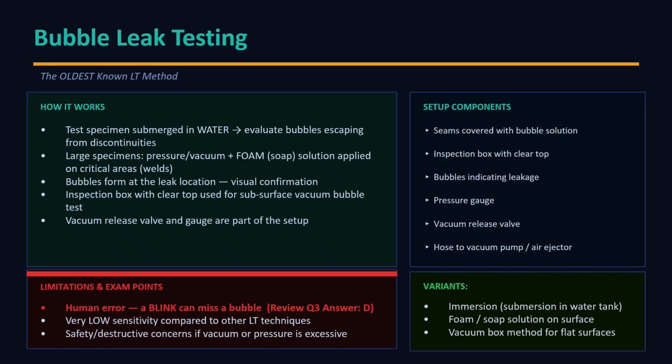Now let me give you a practical example. Imagine you're inspecting a newly fabricated air receiver tank. The tank is pressurized to the test pressure. Soap solution is applied around nozzle welds. Suddenly, tiny bubbles begin forming at one location. That indicates a leak path exists. Simple, effective, low cost.